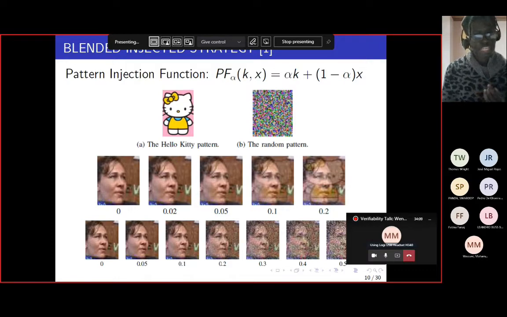This is because there's a relationship between the attack success rate and the blending ratio: the attack success rate monotonically increases with the blending ratio. They did the same experiment with a random pattern, and for that experiment they found that they needed alpha to be around 0.2, and they needed the number of samples to be around 115 in order to have a success rate of around 85%.